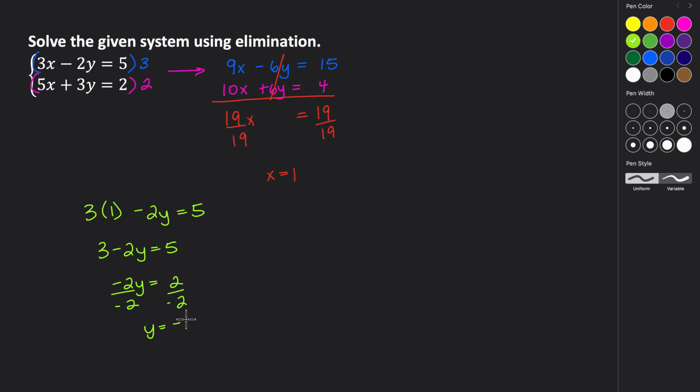So we have that the solution to our system is going to be (1, -1). So this represents our point of intersection for these two lines.